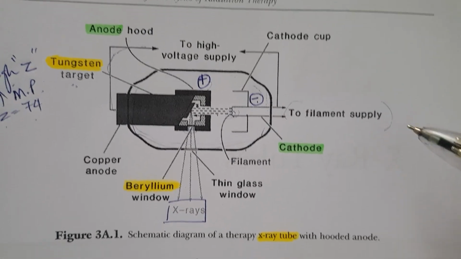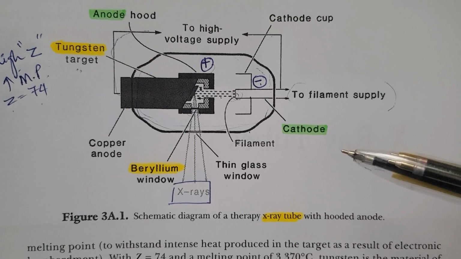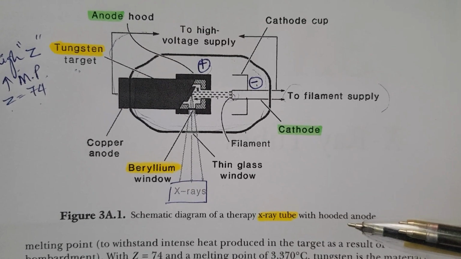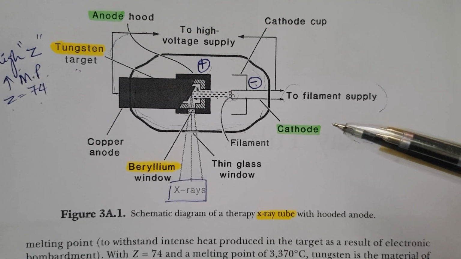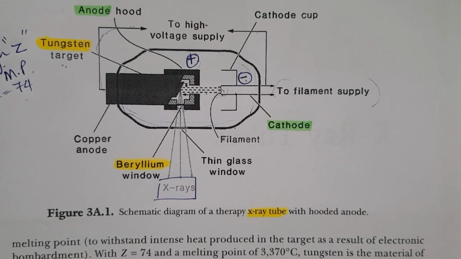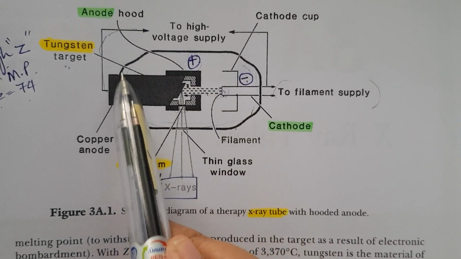So this is a schematic diagram of an X-ray tube of the radiotherapy machines producing the X-rays for the treatment of radiation therapy, and this is a similar design for diagnostic X-rays as well. So I'll tell you the differences between those two also. So this is basically the X-ray tube.